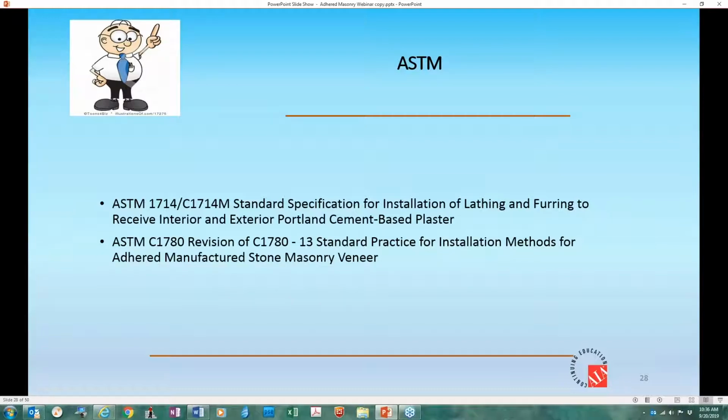ASTM C1714 addresses the rigid measures used to maintain consistent ratios for mortars that don't fall into the category of C270. This basically is for pre-blended mortars that you will buy in a bag. You probably never need to use this one, I would think. And C1780 basically covers what we just talked about in this whole presentation.